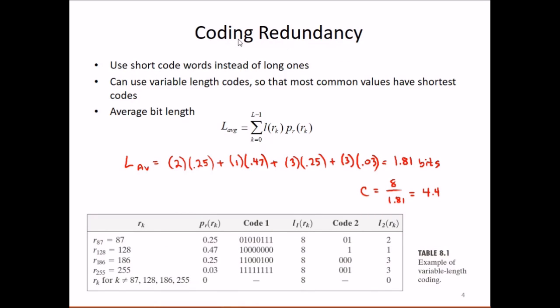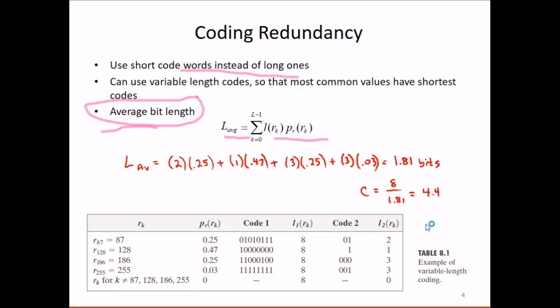As we just talked about coding redundancy, we use short code words instead of long ones. So we can use variable length codes so that the most common values have the shortest codes, and the average bit length is given by this expression, L sub k times the probability of R sub k.